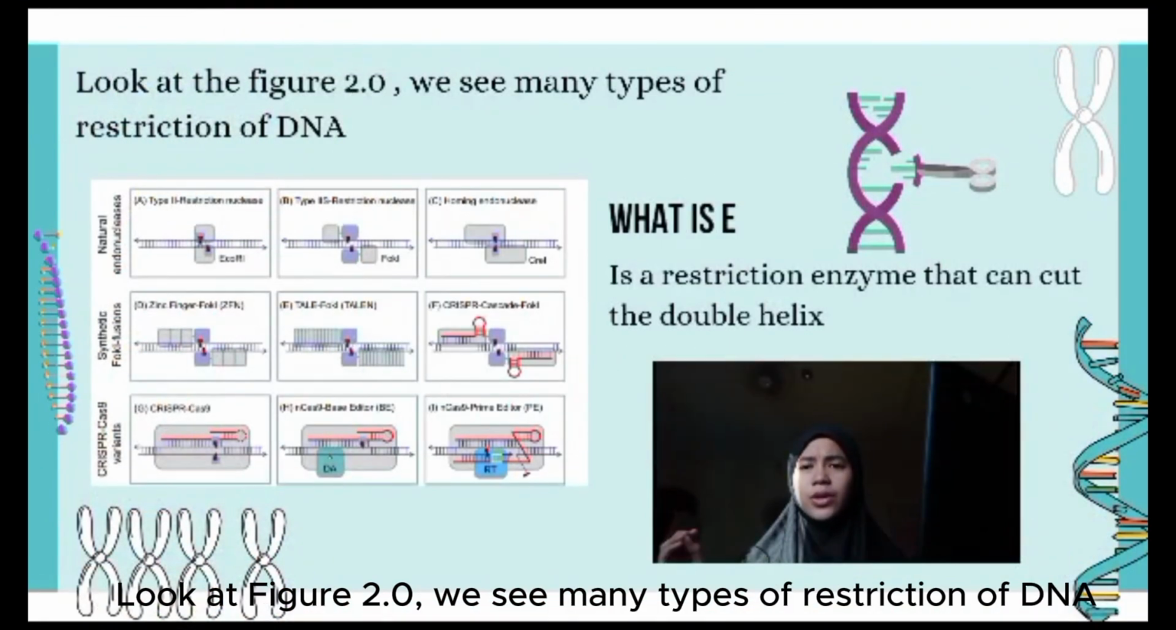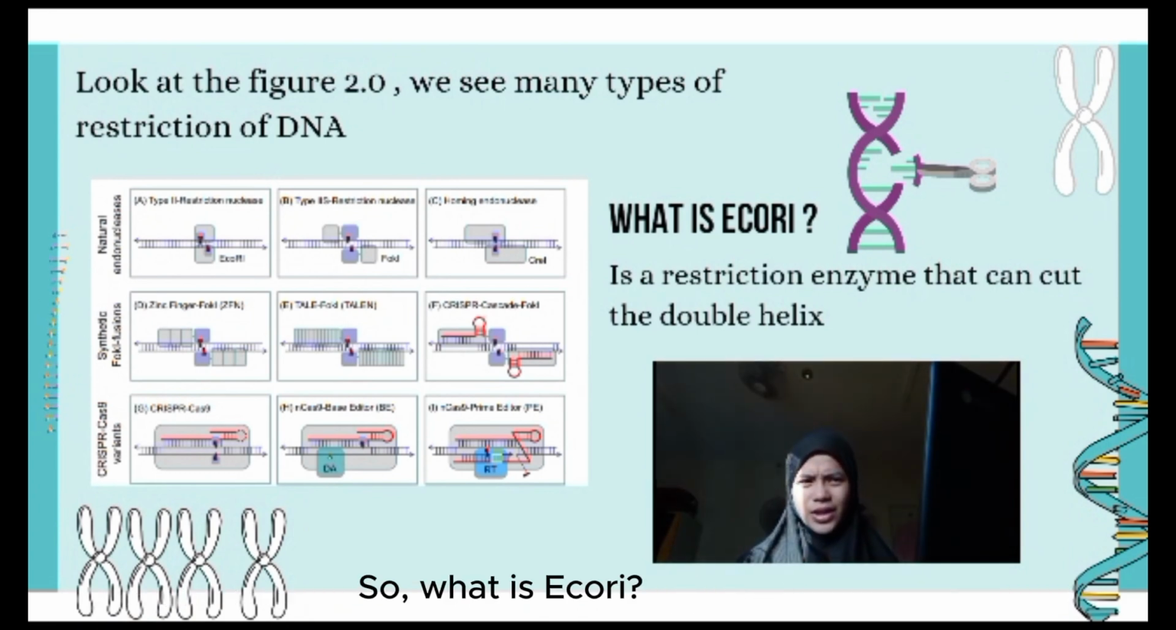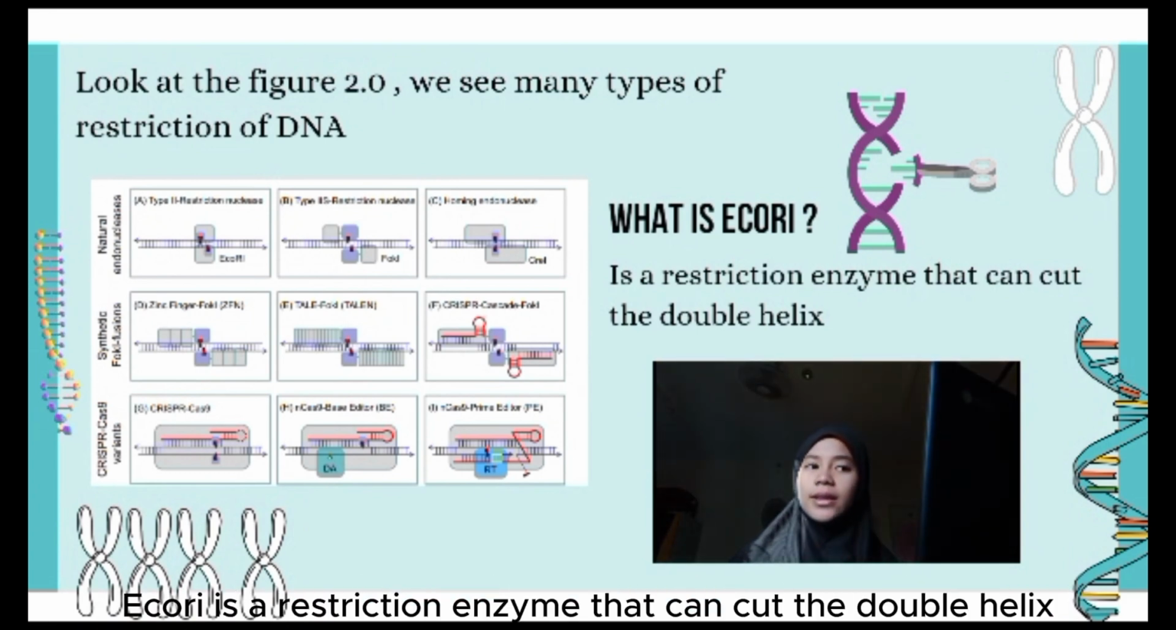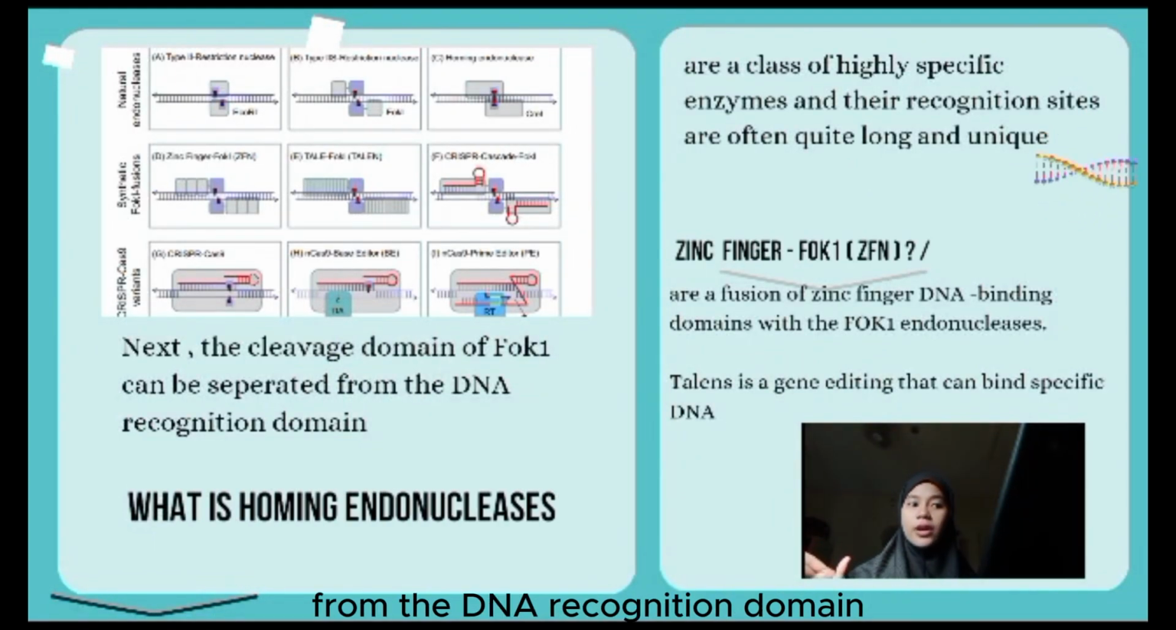Look at figure 2.0. We see many types of restriction of DNA. So what is EcoRI? EcoRI is a restriction enzyme that can cut the double helix. Next, the cleavage domain of FokI can be separate from the DNA recognition domain.